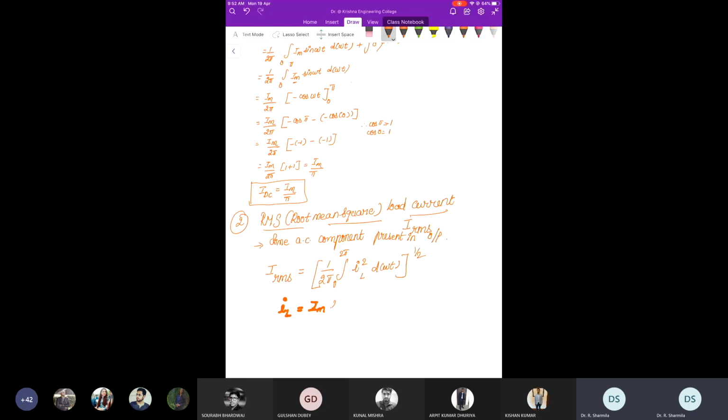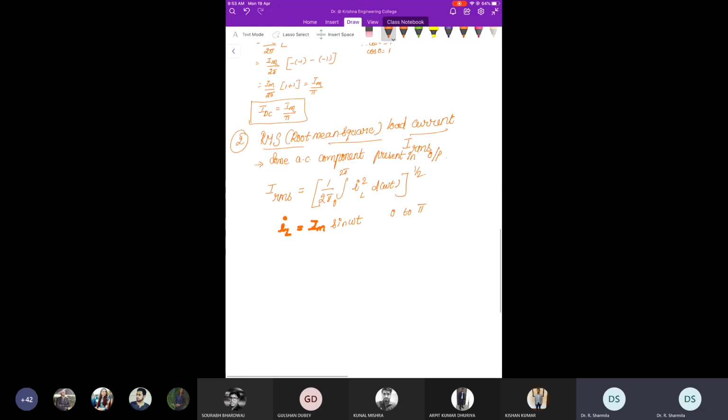Okay, you know that Im sine omega t. You know that one. So IL is nothing but Im sine omega t, and its interval is 0 to pi. Now what do we have to do? Just substitute that value here.